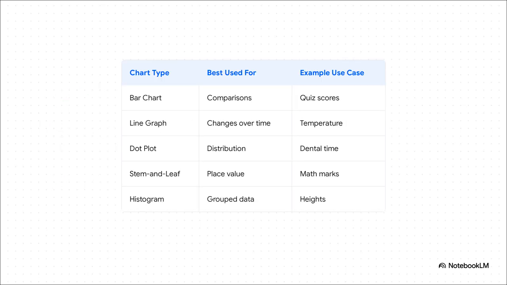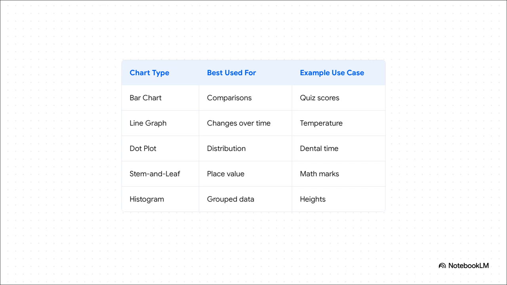But hey, pie charts aren't the only tool in your toolkit. You really have to choose the right chart for the right job, and understanding why is the key here. Bar charts. Fantastic for making comparisons between categories, like science versus math quiz scores.